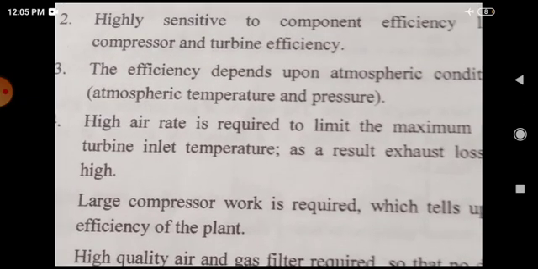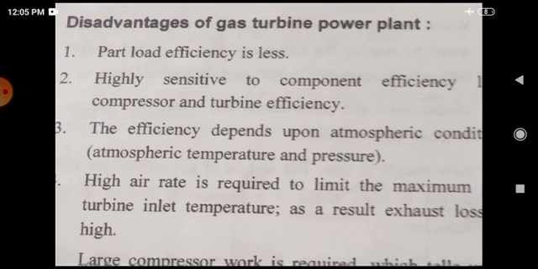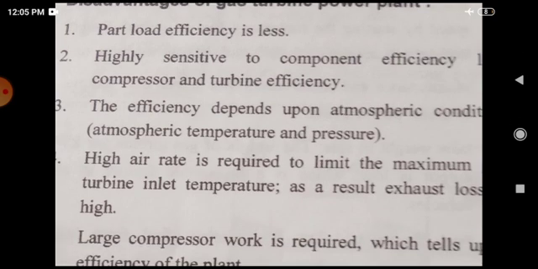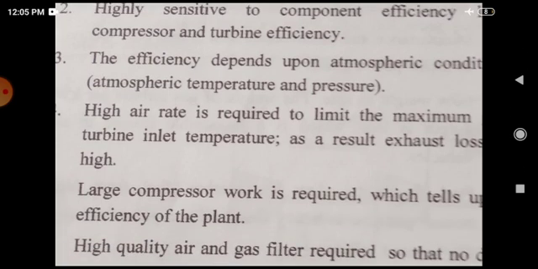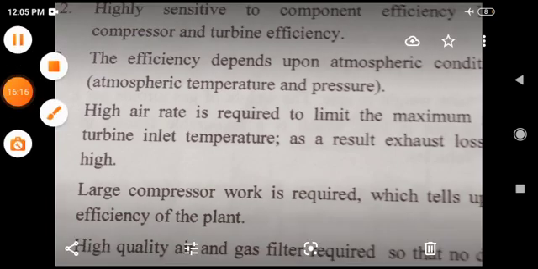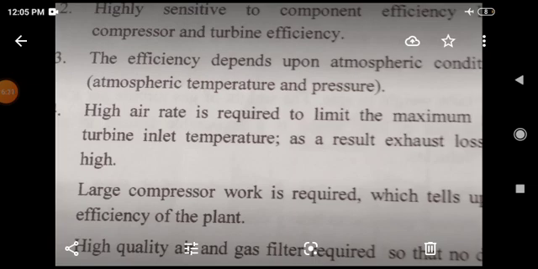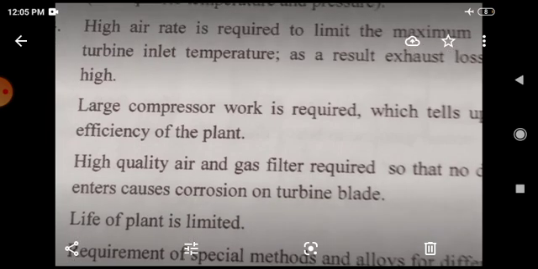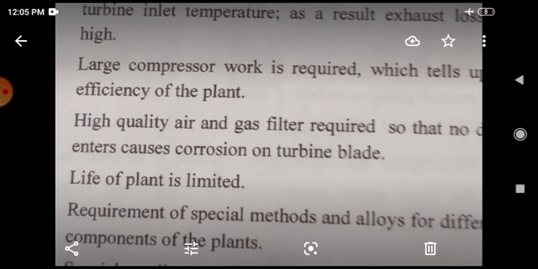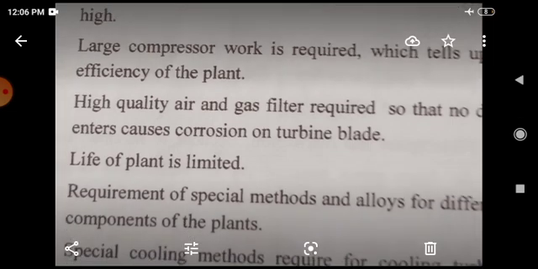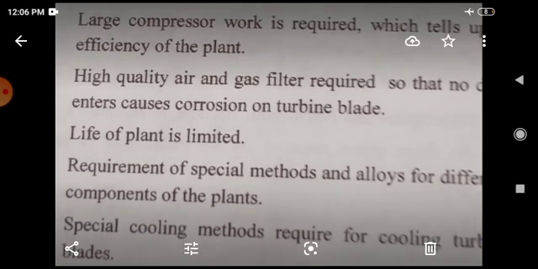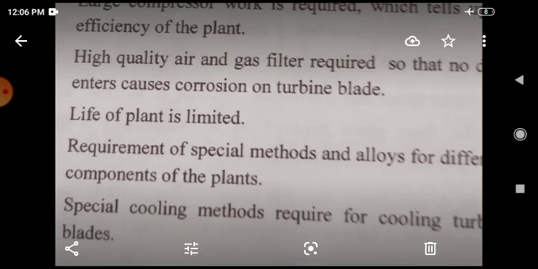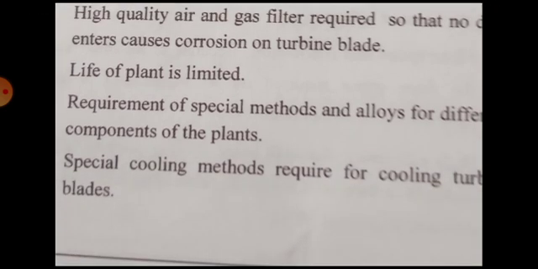The disadvantages are: part load efficiency is less, and it is highly sensitive to compressor and turbine component efficiency. The efficiency depends upon atmospheric conditions like atmospheric temperature and pressure. Higher air rate is required to limit the maximum turbine inlet temperature. As a result, exhaust loss is high. Large compressor work is required, which lowers the efficiency of the plant. High quality air and gas filters are required so that no dust enters and causes erosion on the turbine.